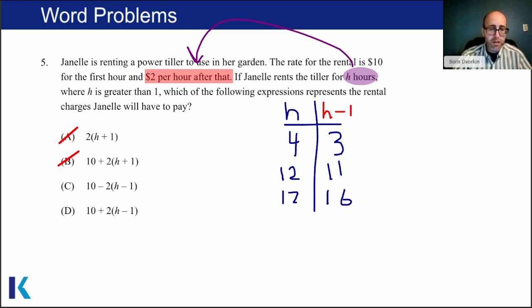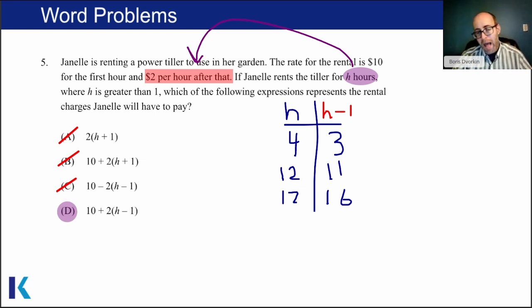You can cross this choice off because it has a minus sign in it. What? No. She's paying for that time. C says that her cost is being reduced by that time. No, the longer she's out with the power tiller, the more money that she has to pay. C makes no sense. And we can get D by elimination, basically. And we can grab it and we can skedaddle.